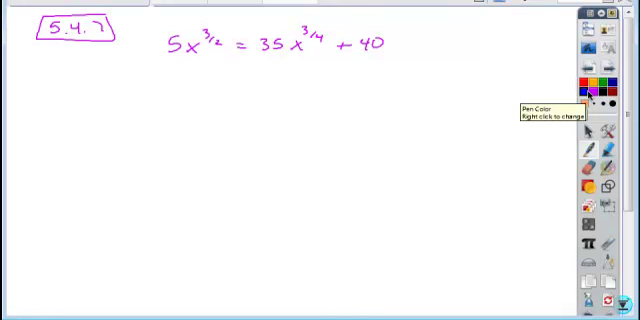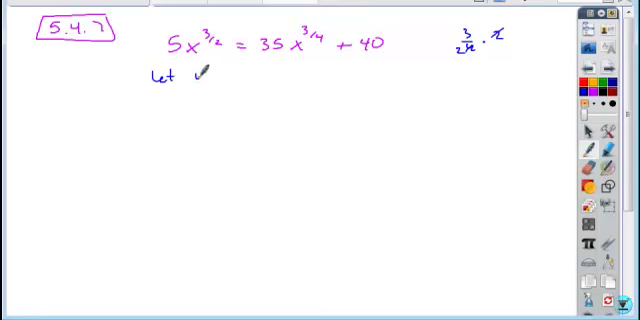So when you look at this problem, the first thing that you should try to identify is: is this of quadratic type? Okay? So when you look at this, is 3/2 or 3/4, is one of those double the other? Well, if you took 3/4 and you multiplied by 2, the 2's cancel, you get 3/2. So x to the 3/2 is double x to the 3/4.